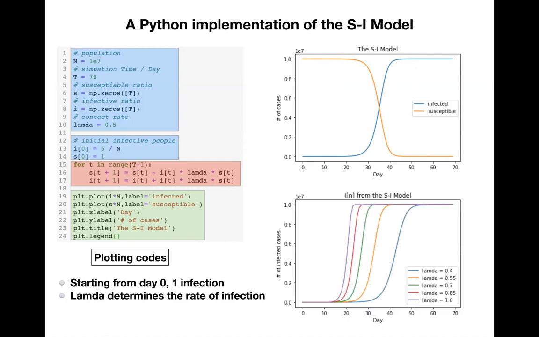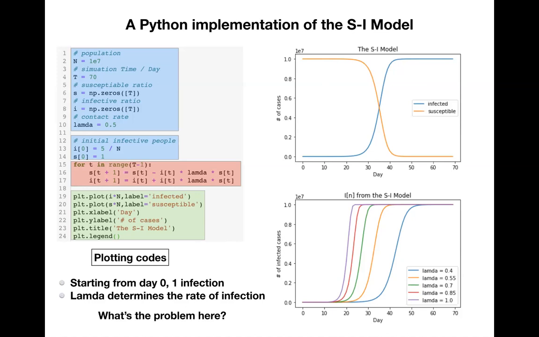Basically the lambda here, which is the contact rate, determines how fast the infection is. You can see that from 0.4, 0.5, 0.7, and all the way to 1.0. When lambda, the contact rate, is about 1.0, it takes about 10 days to get 1 million people infected, very effectively if you don't take any measures. So this is basically the SI model. Lambda determines the rate of infection, and the numbers don't go crazily exponentially in this way.